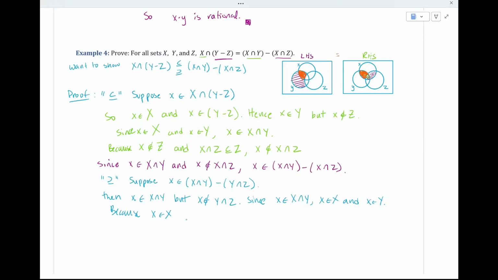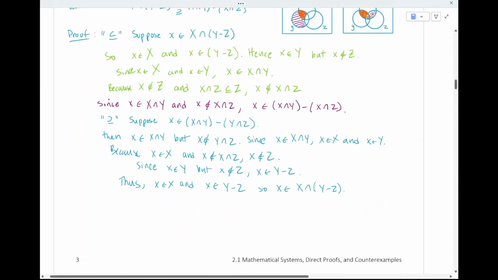Because x is in X and x is not in X intersect Z, then x must not be in Z. Since x is in Y, but x is not in Z, then it is in Y minus Z. Thus, x is in X, and x is in Y minus Z. So x must be in X intersect (Y minus Z).